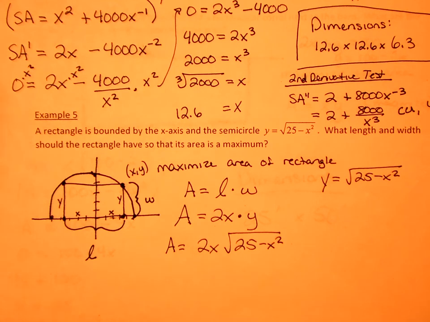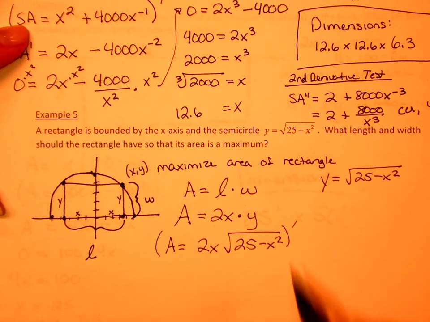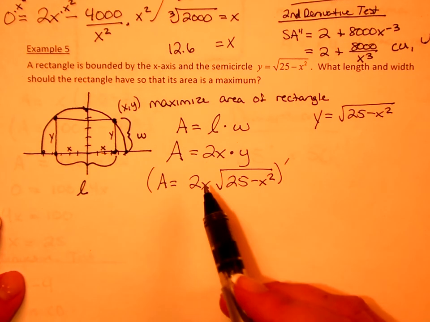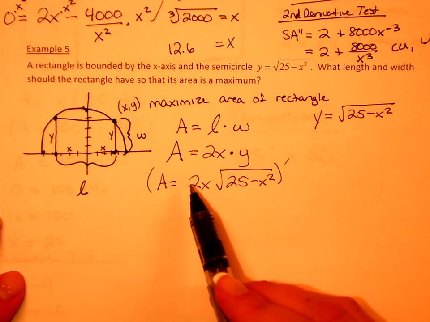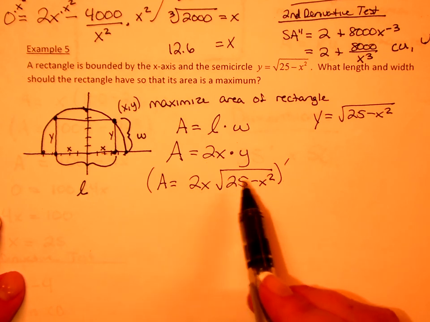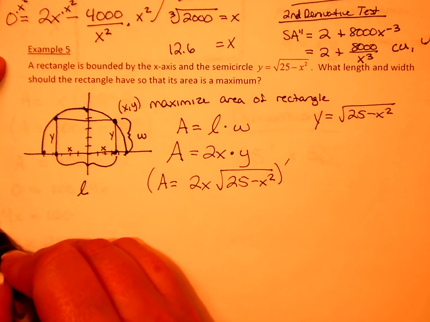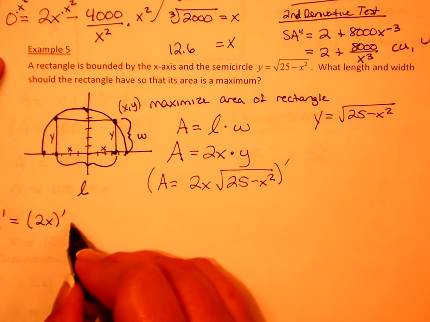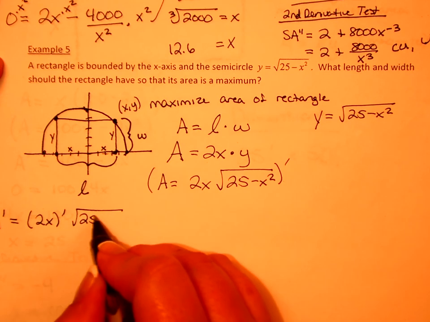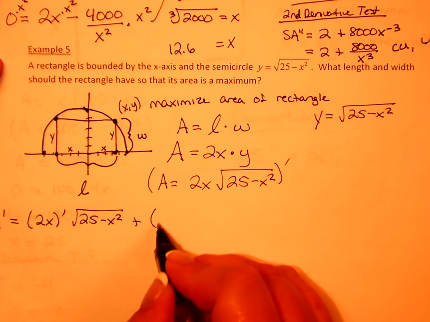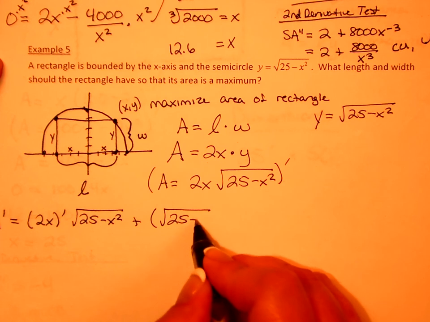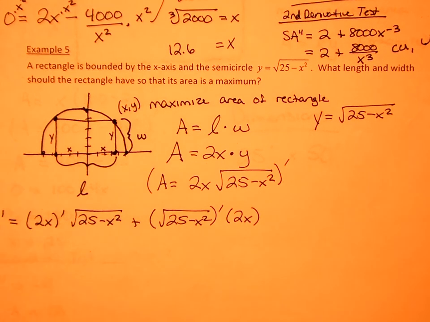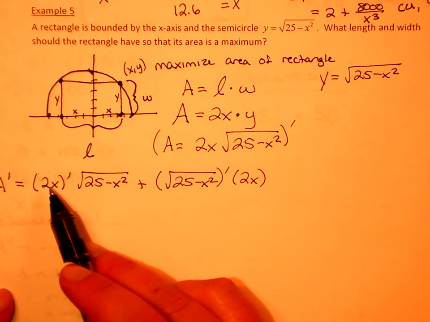So I want to differentiate this. In order to differentiate this, we have a product, 2x times the square root. So we're going to do the derivative of the first times the second plus the derivative of the second times the first. So I'm going to go ahead and outline the product rule here. The derivative of the first times the second plus the derivative of the second times the first. And when we take the derivative of the first, easy peasy.